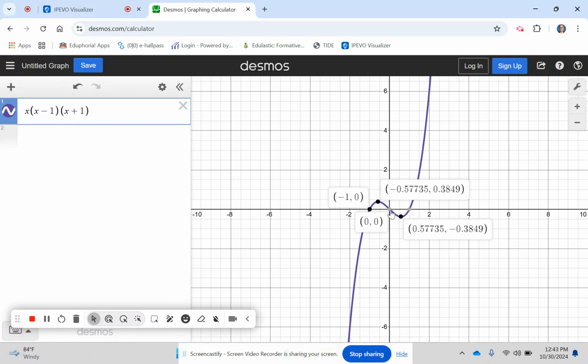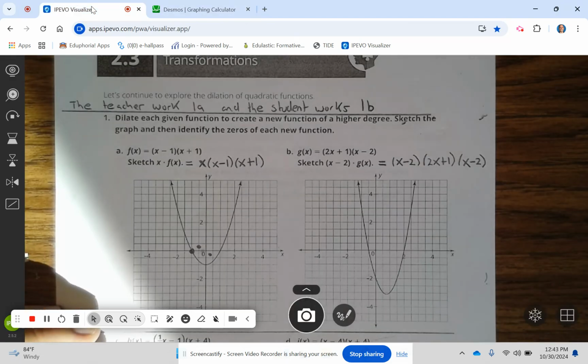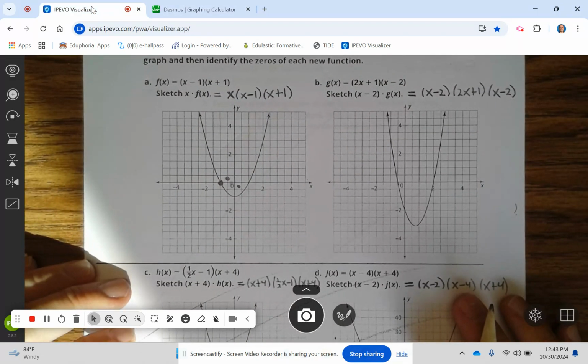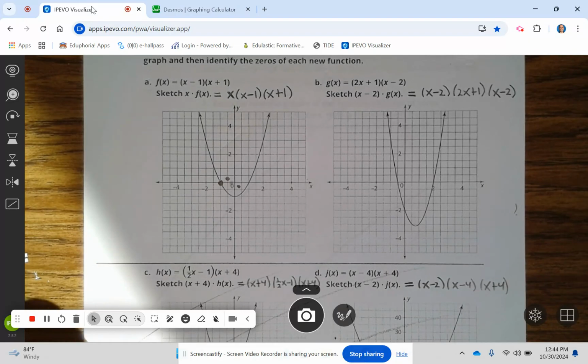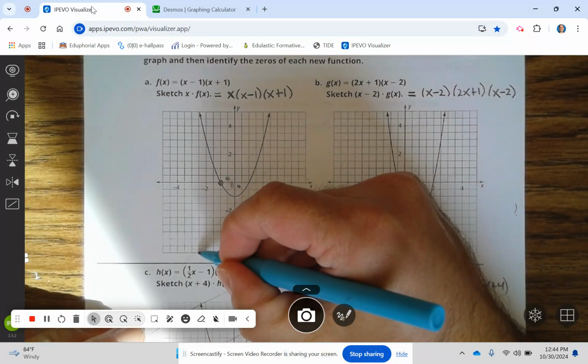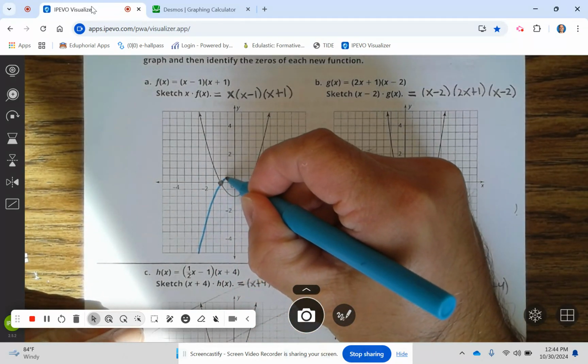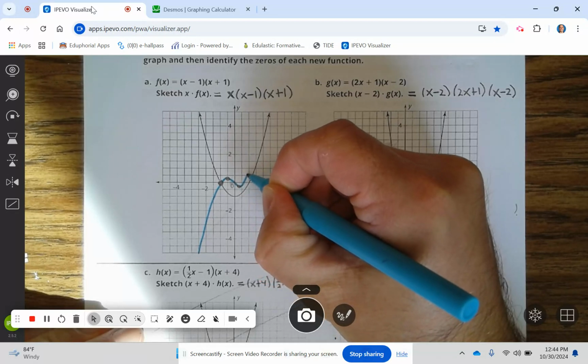And that's -1/2, 0.4. A half, -0.4. All right, so there's your points. So we know it's coming up, goes back down, and then up again.